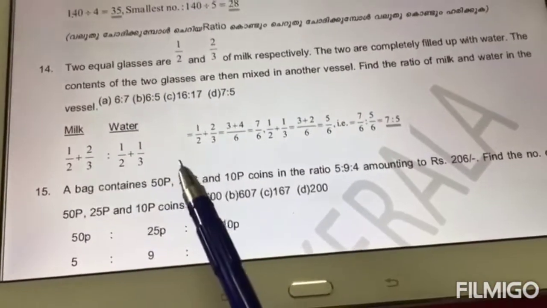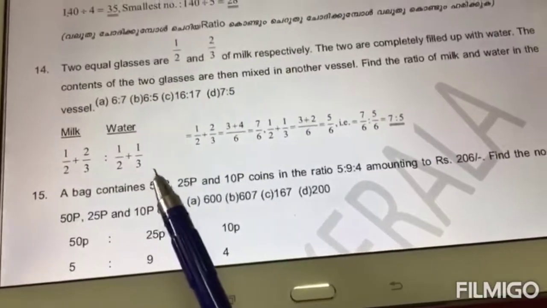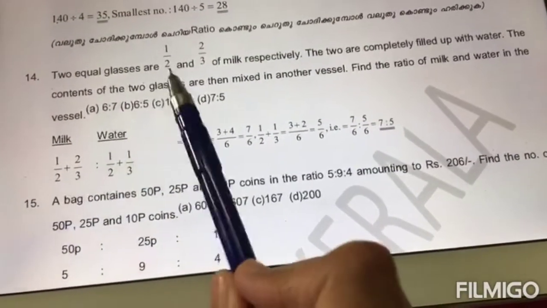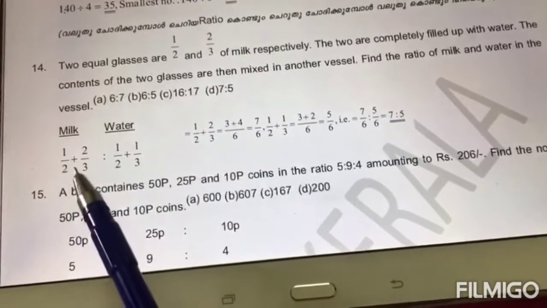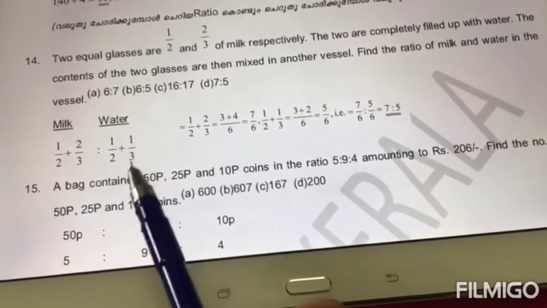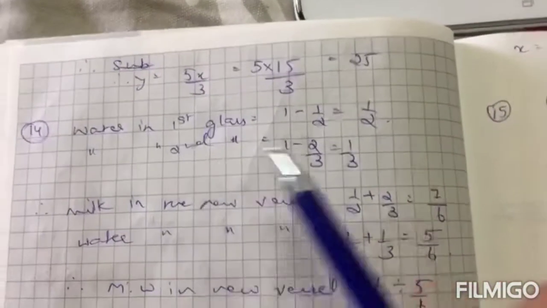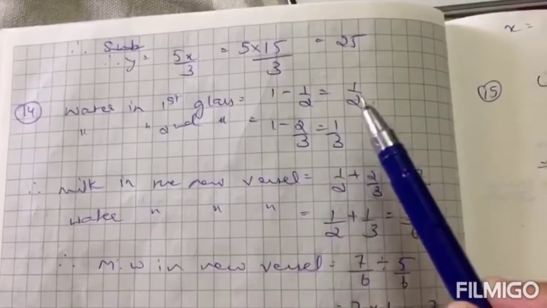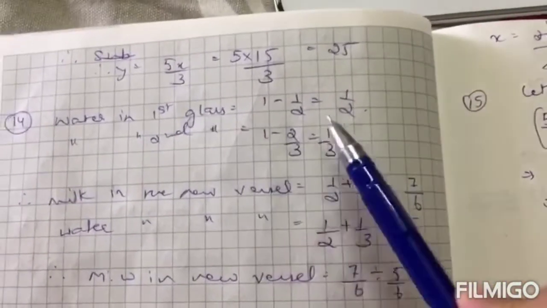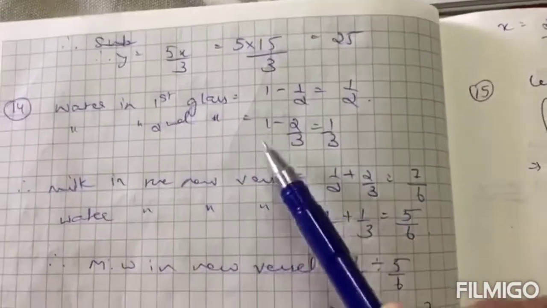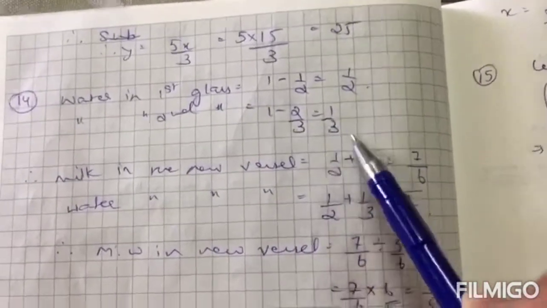Alright, they have given a way of doing it. It can be done this way, right? You take the amount of milk in both the glasses, add them up, and the amount of water in both the glasses, and then find the overall ratio. Let us do it in my way also. Water in the first glass is 1 minus half, which is half. Water in the second glass is 1 minus 2 by 3. Milk is 1 by 3.